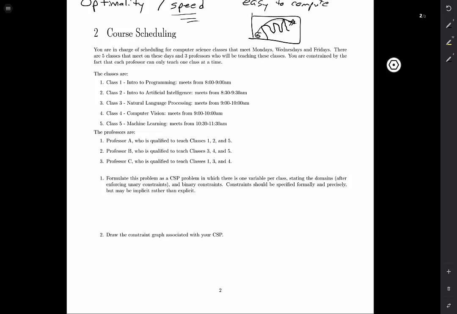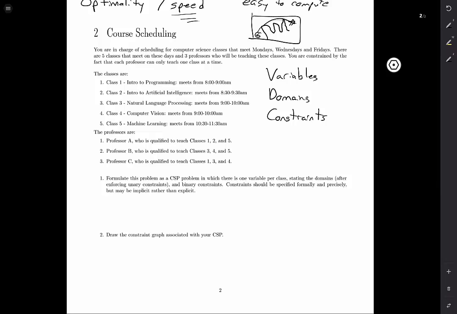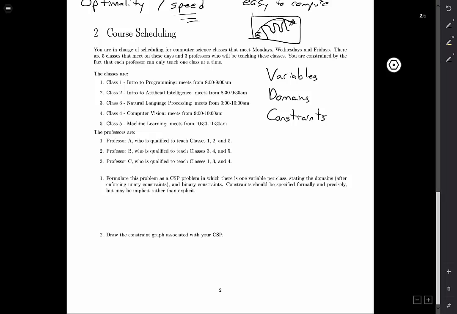So first, for CSPs, we have 3 things that we need to define. We need to define the variables, the domains, and the constraints. So this is what problem 1 is going to ask us to do. And in general, this is what all CSPs require you to do. Okay, so for the variables, we have the classes. So we'll call them C1, C2, C3, C4, and C5.